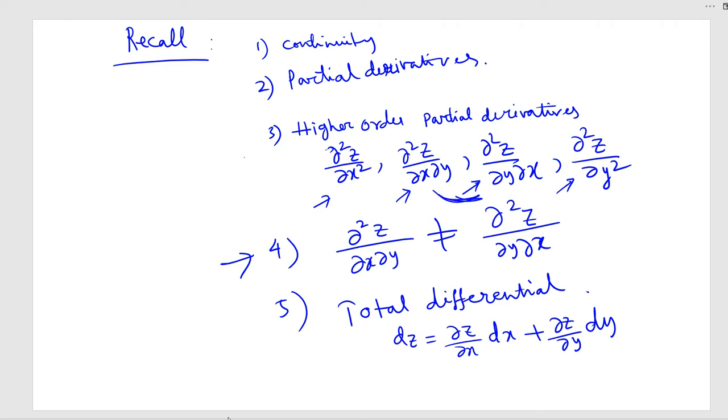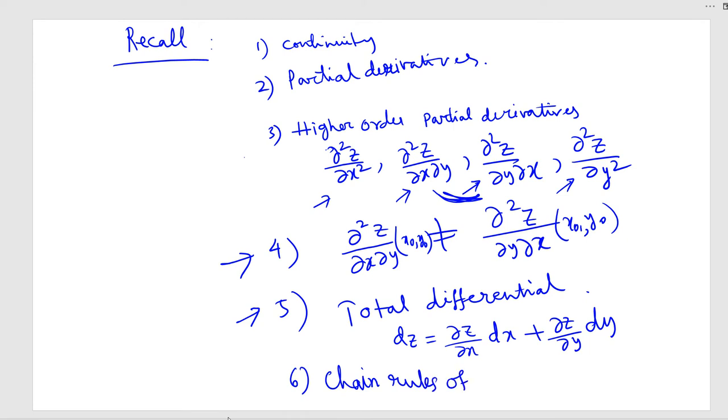In that case, if both of them are continuous at some given point, for example x naught, y naught, then the theorem says that the mixed order partial derivatives are equal. So that's an important result: they may not be equal, but equality happens when they are continuous. Also, we have seen the total derivative, total differential, and then the chain rules of partial derivatives.